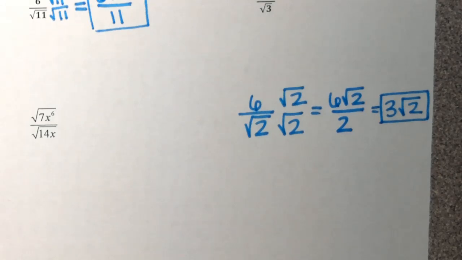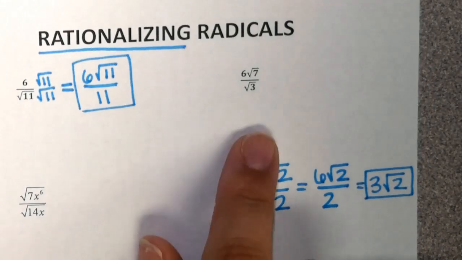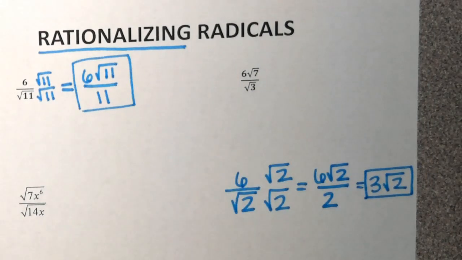Do you want to try the next one on your own, or you want me to do it with you? Try it. Try it. Let's see. Up top, this one. Just try it. Rationalize. If anything, rationalize. Get rid of that radical in the bottom.